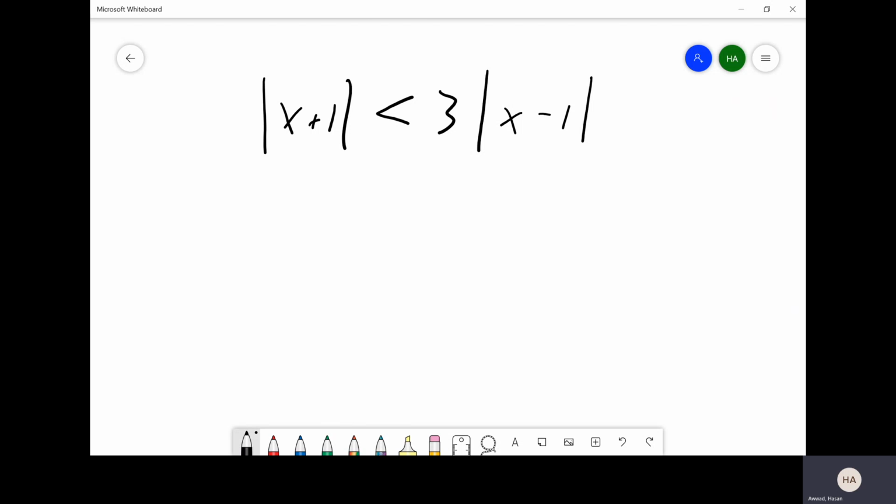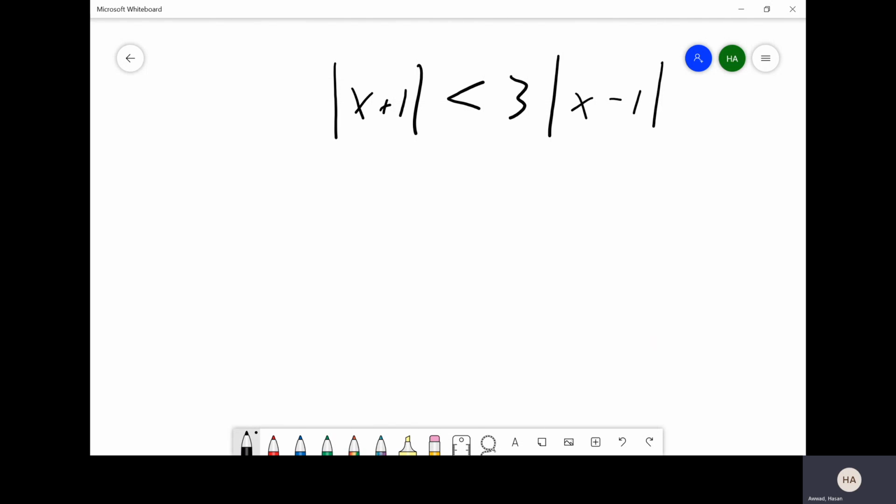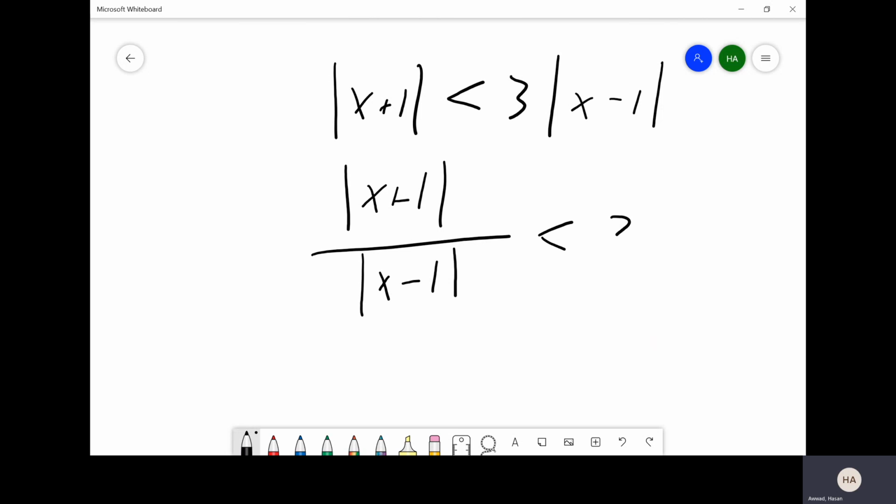So in this case, I'm going to divide both sides by the absolute value of x minus 1. So in doing so, I get the absolute value of x plus 1 divided by the absolute value of x minus 1 is less than 3, right? I moved over that multiple of absolute value of x minus 1 on the right-hand side. It's now the divisor on the left-hand side.